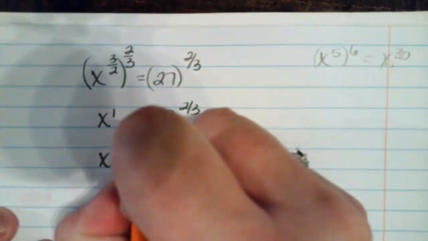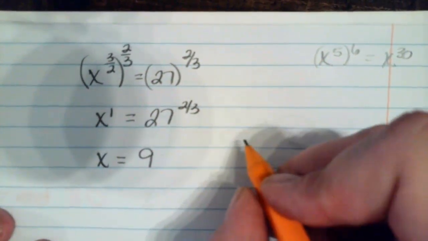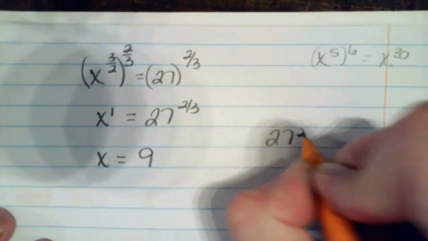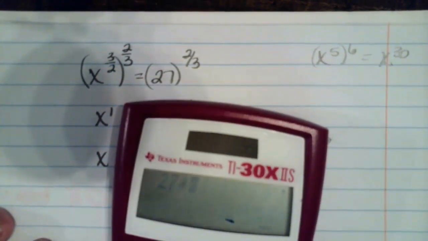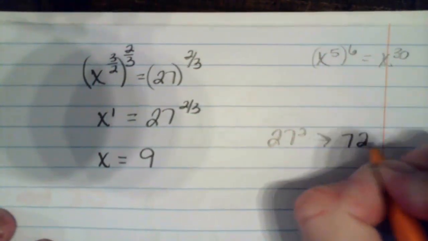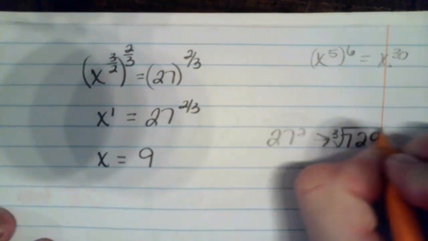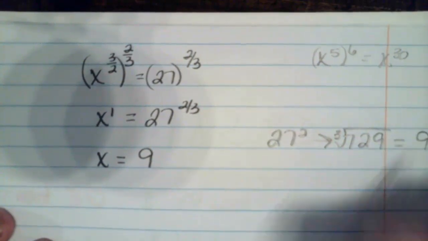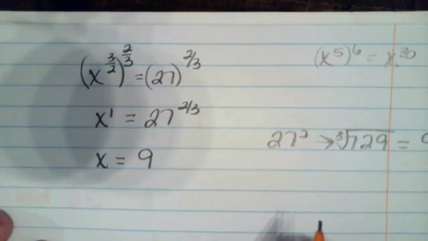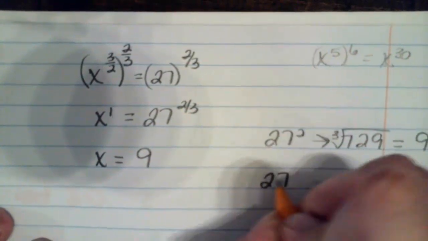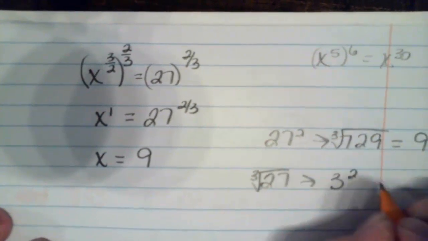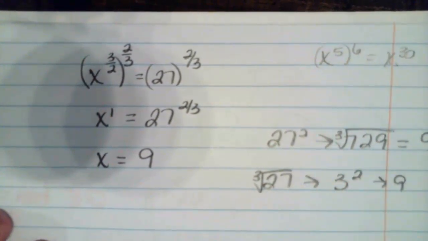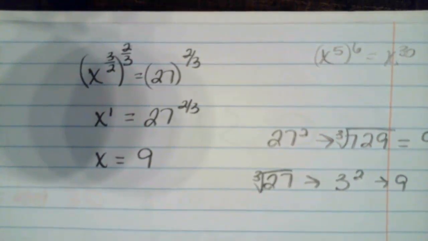Now let me tell you what just happened. What you just did was you took 27 and you squared it, and you got 27 times 27 is 729. And then you took a cube root, which gave you 9. Another way to think about that is to take a cube root first. So the cube root of 27 gives you 3, and then 3 squared is 9. So either way, you got a 9.